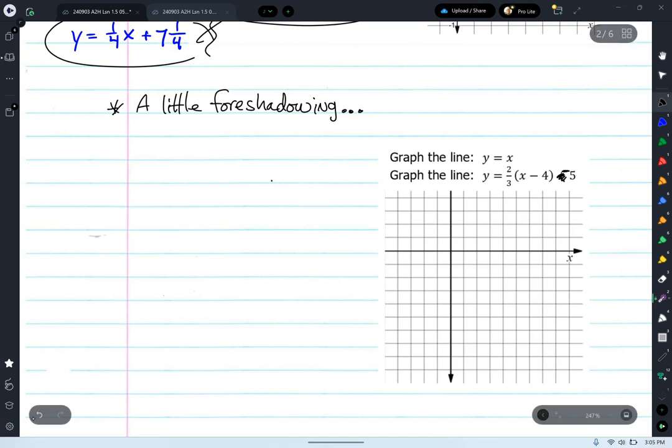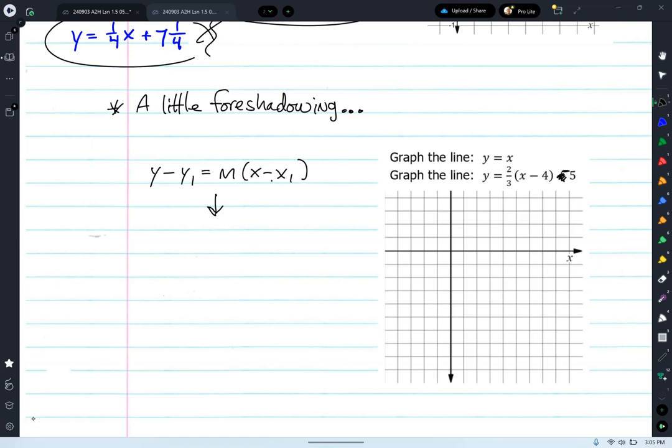Okay, little foreshadowing. Here we go. Let's start with our slope-intercept form. And I'm going to start to do that whole solving thing we were just doing a second ago. So I'm going to move my y sub 1 from the left to the right. So I'm going to start to solve this for y. So now it's going to look like this.